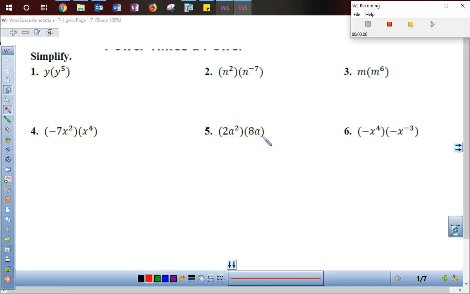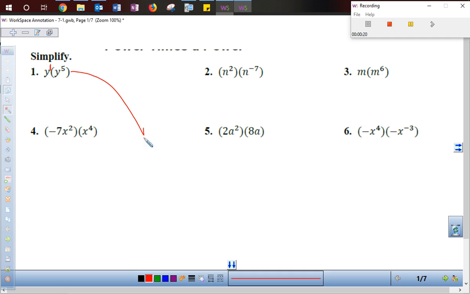Okay guys, today in algebra we're going to talk about what happens when you take a power times a power. What that means is if you look at number 1, I have y times y to the 5th. Well, if you notice, these two terms have the same base. I have y to the 1st power here times y to the 5th power.